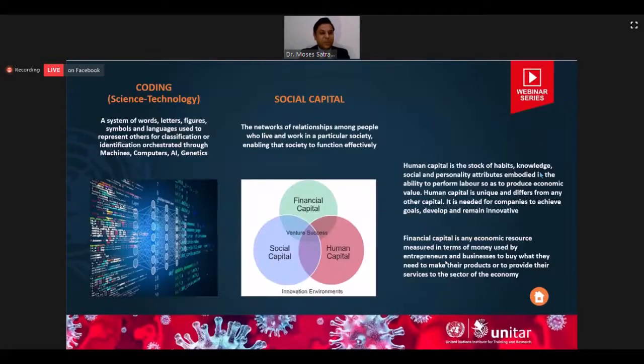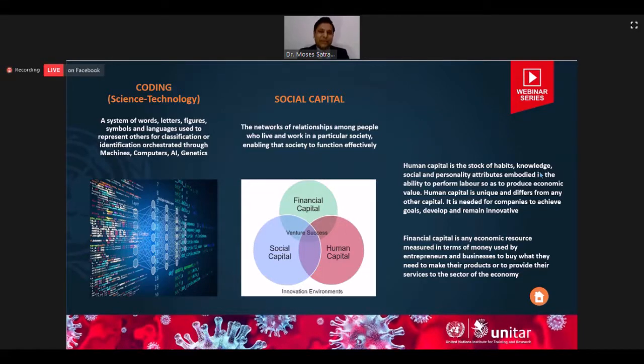So if you look at the definition of coding, and at how science and technology combine a system of words, letters, figures, symbols, and languages used to represent others for classification or identification, orchestrated through machines, computers, artificial intelligence, and genetics. The technical definition of coding is the act of writing a set of instructions for the computer in order for it to carry out some functions or tasks very effectively. And this is how coding is helping man-machine interfaces in building up social capital.